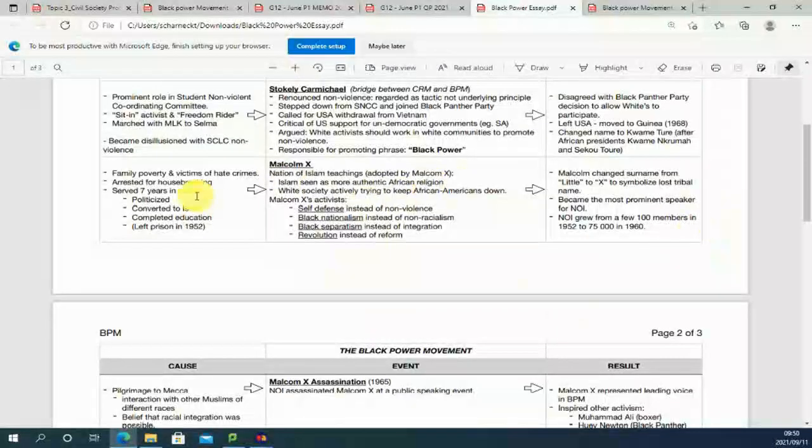Malcolm X we look at in this particular paragraph. Family poverty and victims of hate crimes has been the cause. Arrested for housebreaking, served 7 years in prison. He was very politicized, converted to Islam, completed his education and left prison in 1952.